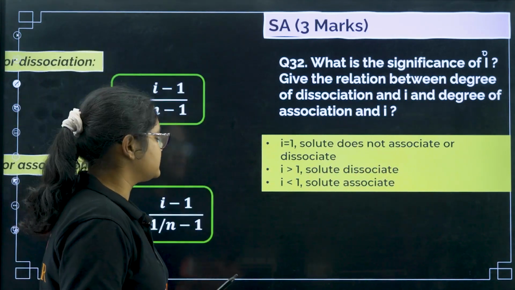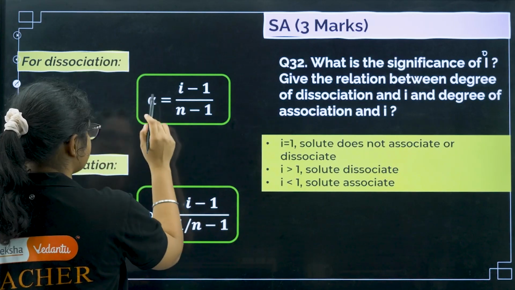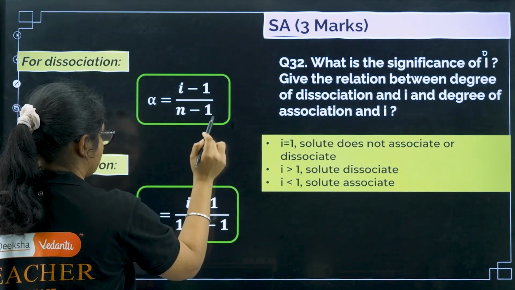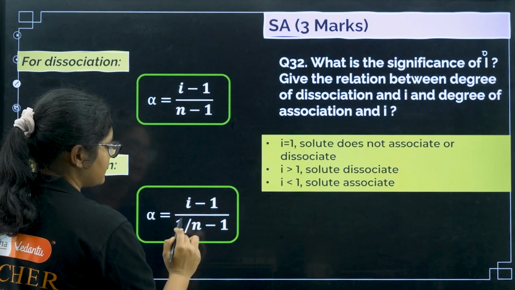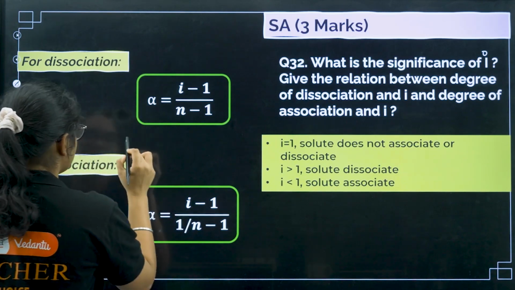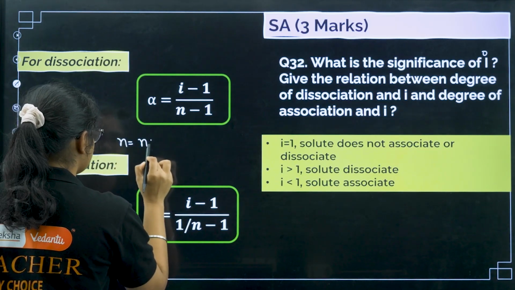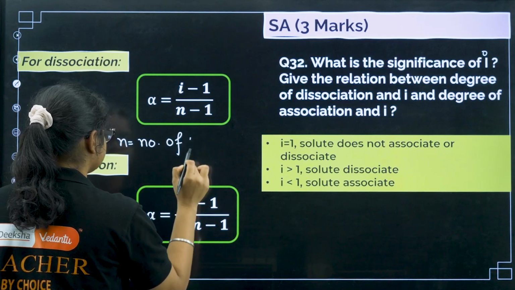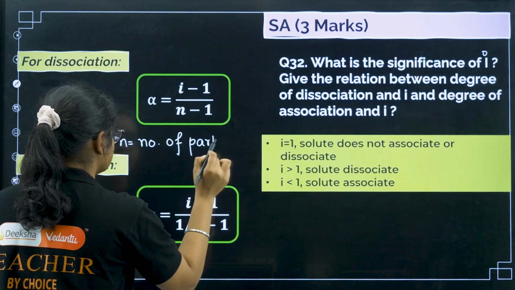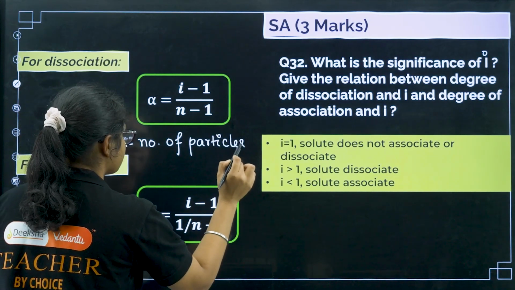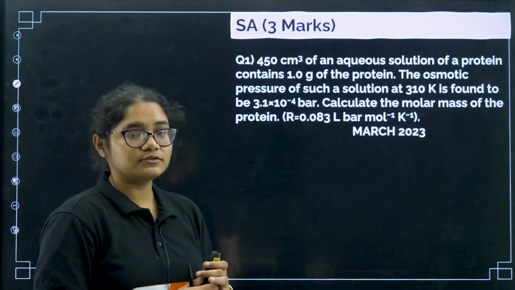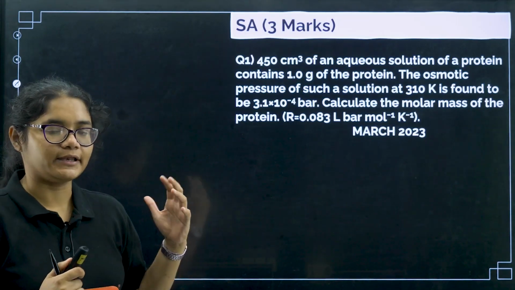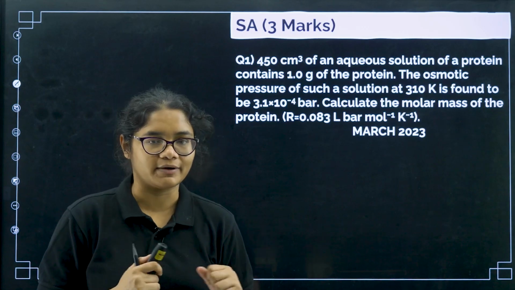Okay. Next, for dissociation, alpha is equal to (i minus 1) by (n minus 1), and for association it is alpha is equal to (i minus 1) by (1/n minus 1). Here n is the number of particles. Okay, fine. Now we are going to solve numerical questions. I'll be telling you the formulas and all. We'll solve the questions here.